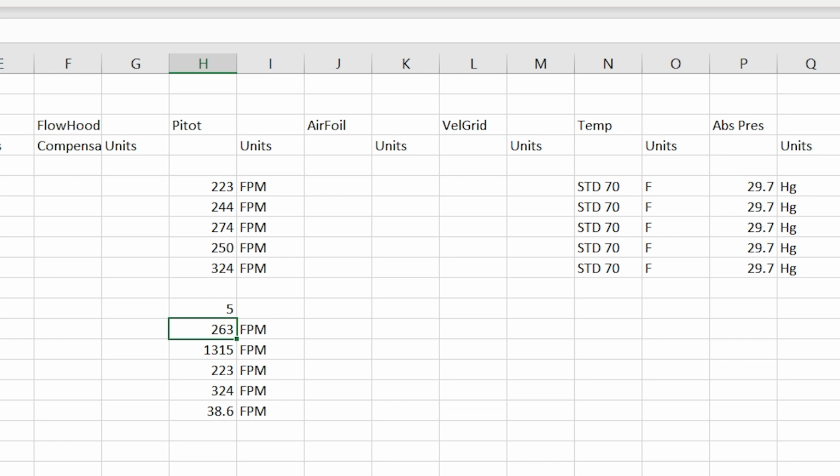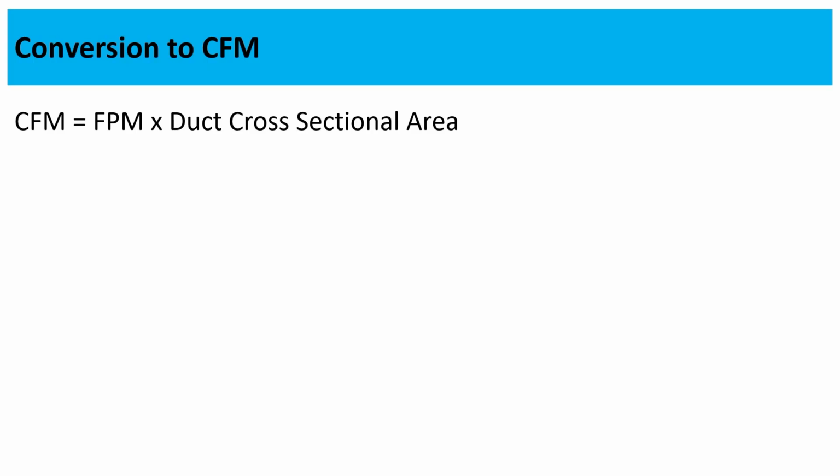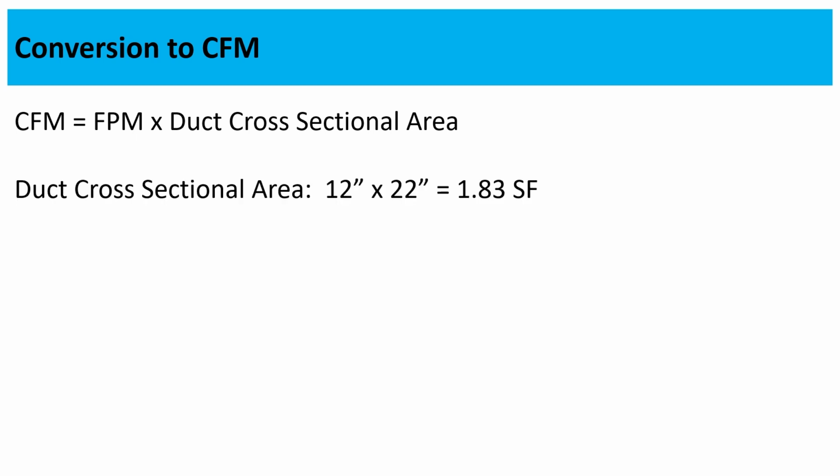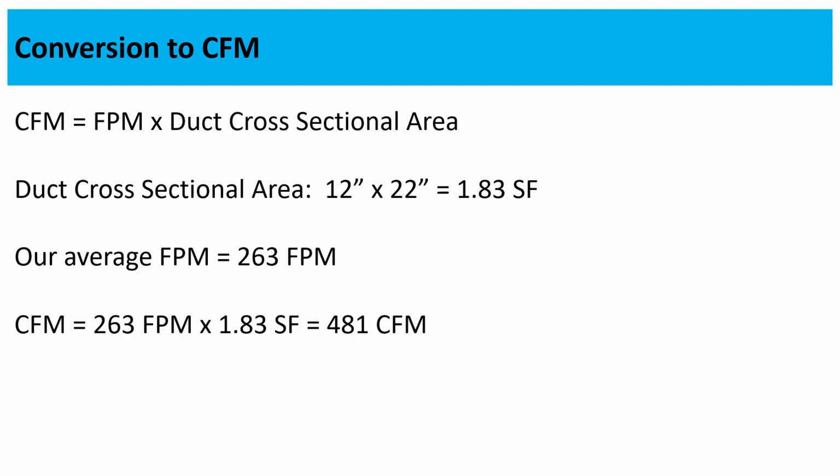And now we need to convert that over to CFMs. In order to get CFMs, we need to multiply our FPMs with the duct cross-sectional area. We measured the duct earlier and it was 12 inches by 22 inches, which equals 1.83 square feet. When we multiply that with our 263 average FPMs, we get 481 CFMs as a result.